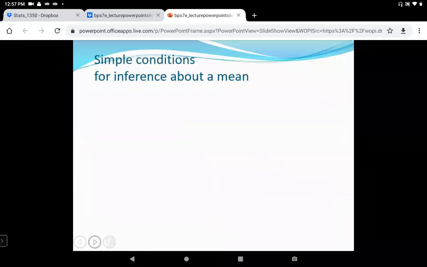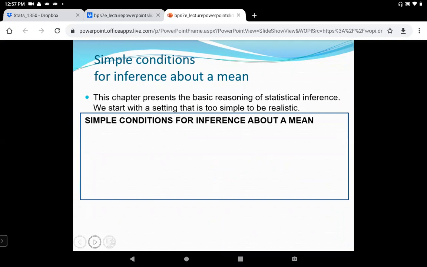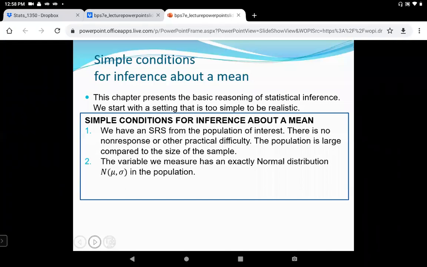Simple conditions for inference about a mean. This chapter presents the basic reasoning of statistical inference. We start with a setting that is too simple to be realistic. We have an SRS from the population of interest. There's no non-response or other particular difficulty. The population is large compared to the size of the sample.